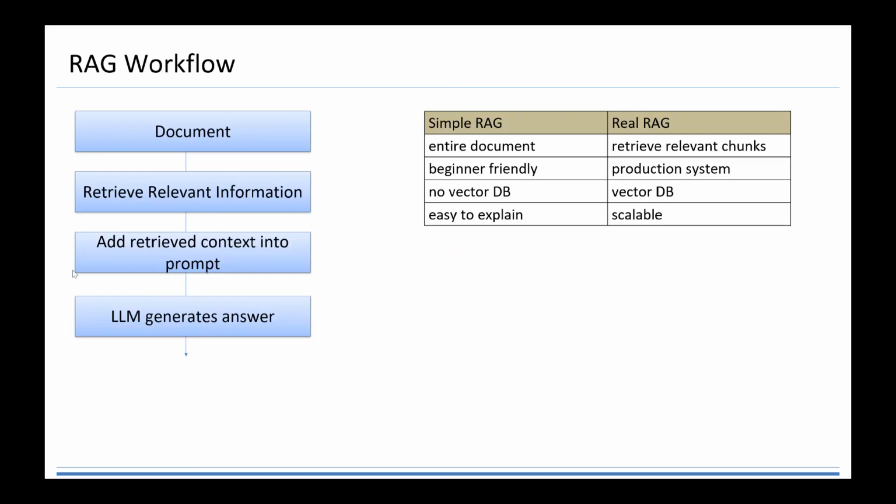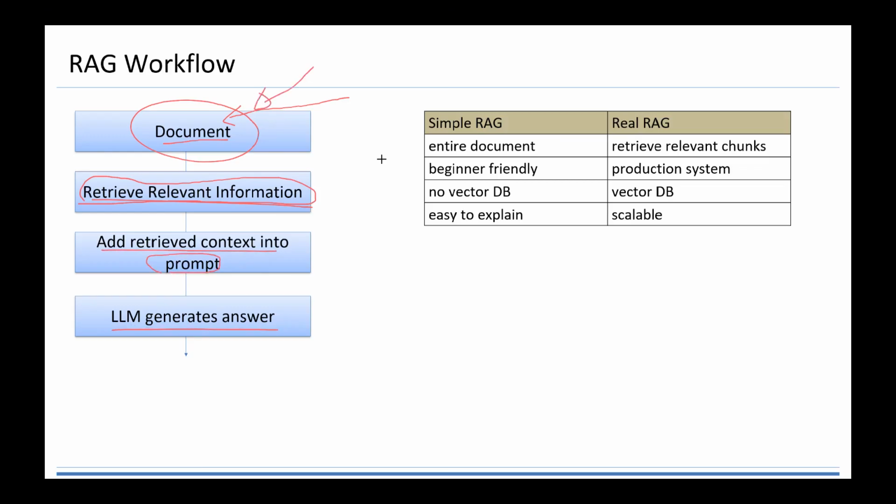So the workflow will be something like this. First, you need to put in the document, so you need to define what document you need to input. After I have this document, I need to retrieve the relevant information. If I have the documents, I don't need to put in all of it, I can just retrieve the relevant information. Then you add the retrieved context into the prompt, so you need to design the prompt. After you design the prompt, let the LLM generate the answers. So it starts from the document.